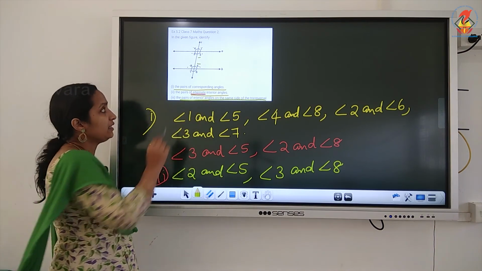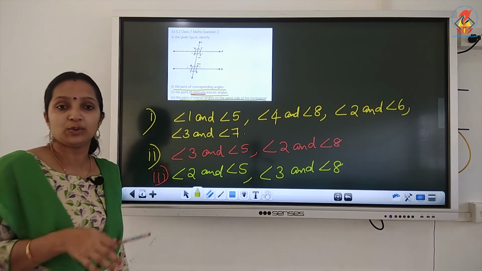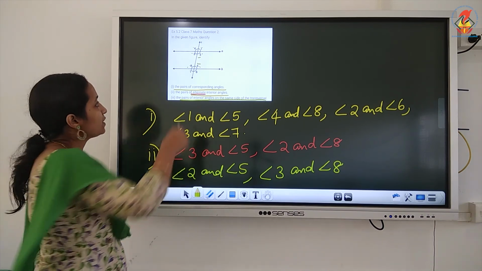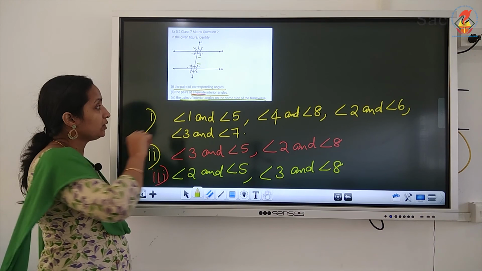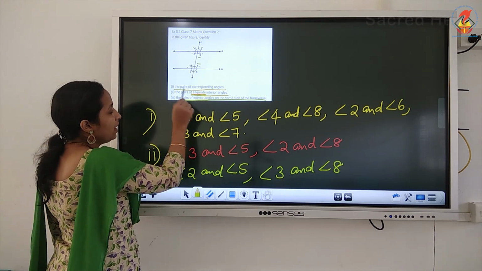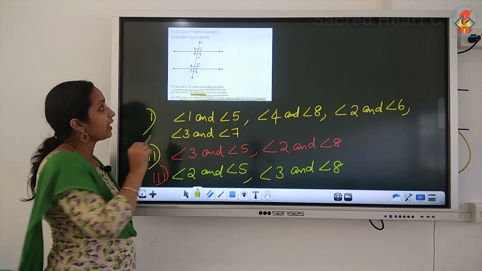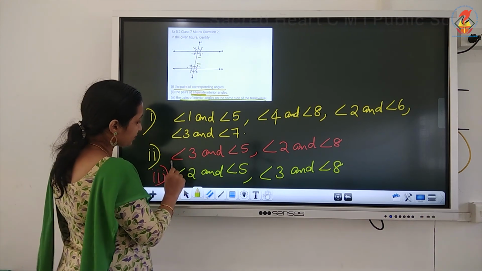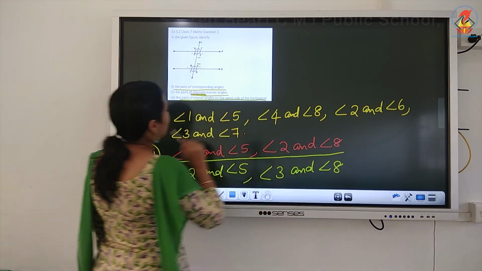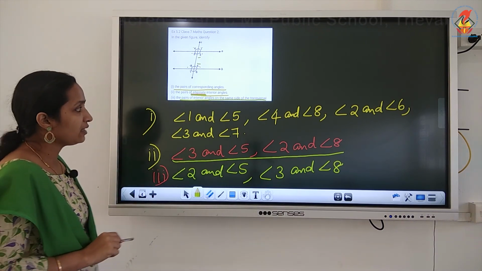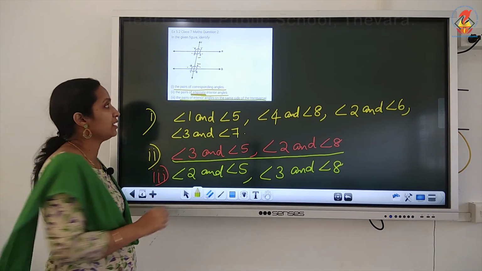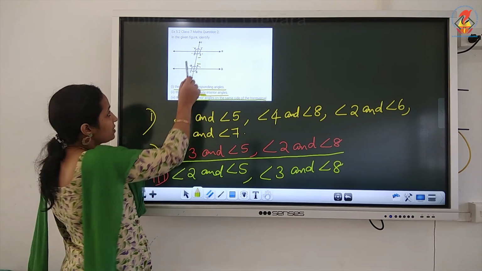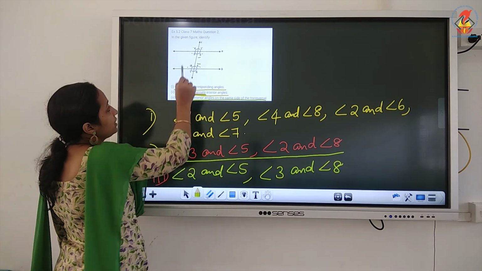Like what is the next question? Alternate interior angles. Interior angles means the angles within the two lines, or you can say angles lying inside the two lines. Okay. So 3 and 5 alternate, the word alternate is very important. 3 and 5 alternate interior angles, one pair. Next pair is angle 2 and angle 8. Okay children. Now what is the next question? Interior angles on the same side of the transversal. Which are the answers? Angle 2, angle 5, angle 3, angle 8.